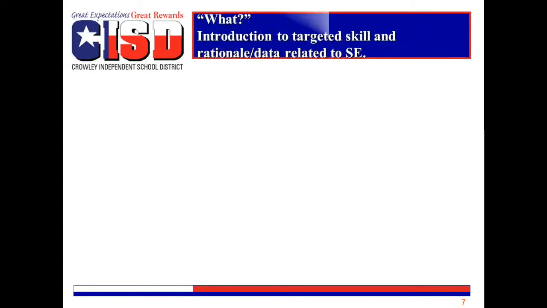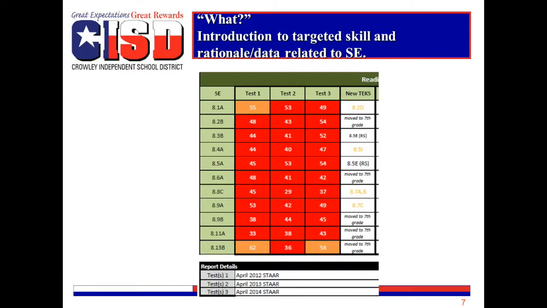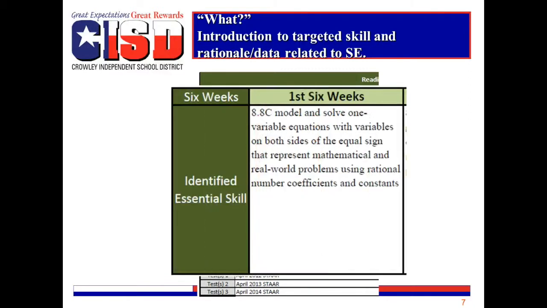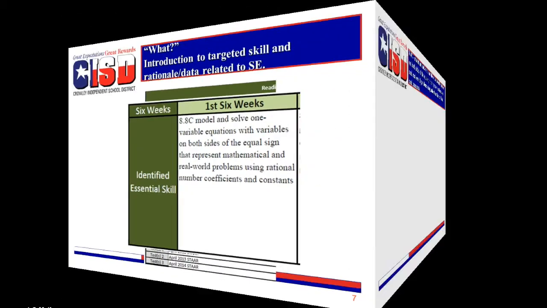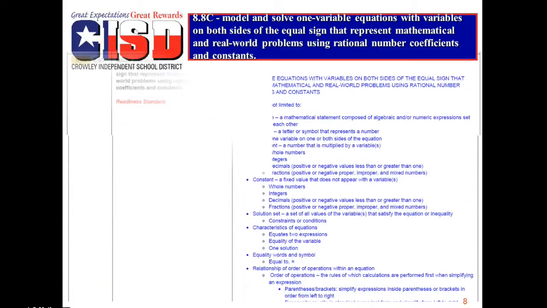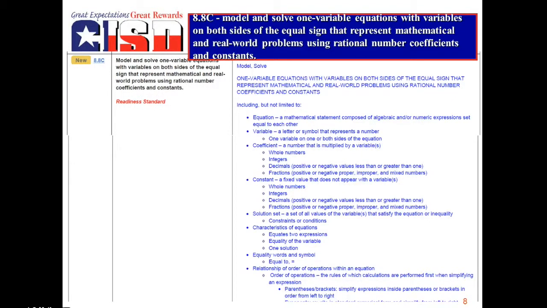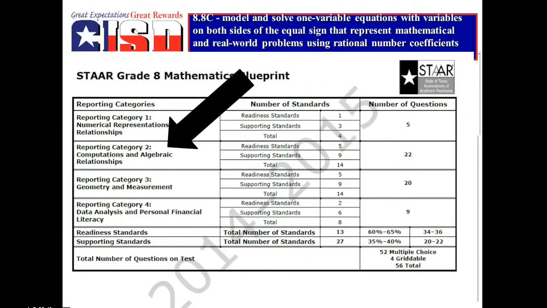As part of the what piece of the PLC process, we will typically discuss our hotspot identified using a heat map. However, for the first 6 weeks in 8th grade math, there was no targeted hotspot TEK assessed on STAR. Therefore, our focus for this PLC video will target a new TEK implemented this year in 8th grade, 8.8c. Now let's focus specifically on the new TEK. As you can see, this is a readiness standard. This standard is part of Reporting Category 2, Computations and Algebraic Relationships, which makes up 39% of the STAR Blueprint assessment.